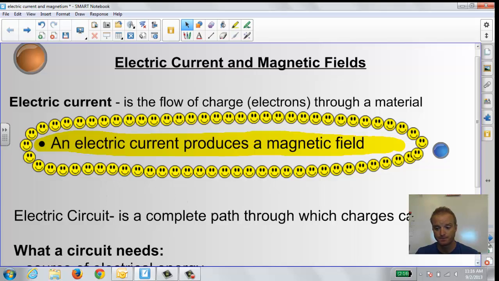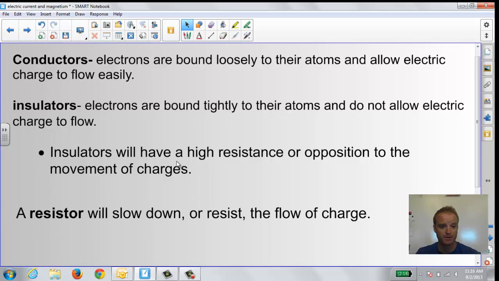Now, to break this down into smaller parts here, we have what are called conductors. In a conductor, electrons are bound loosely to their atoms and allow electric charges to flow. So think about most of your metals. Wire inside of any kind of electrical appliance is metal. So these electrons can move easily from atom to atom. They're bound loosely, so they're able to move from atom to atom, and that charge can flow through that material.